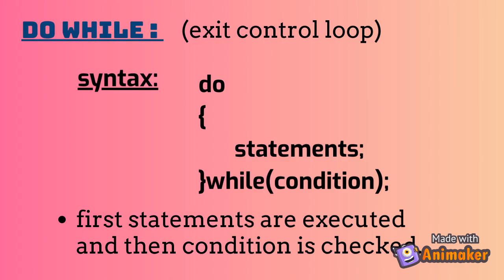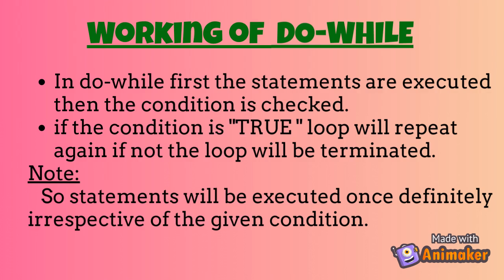And our second type of loop is do while loop. It is also known as exit control loop. Mostly similar to while loop, but in do while loop, first the statements are executed and then condition is checked. The syntax is do, curly bracket open, statements to be executed are given, and then while, condition given in the circular bracket, semicolon.